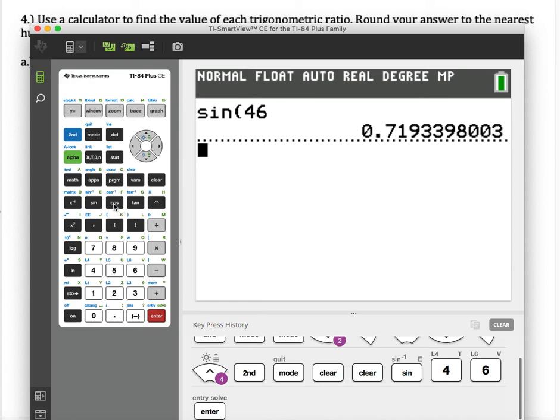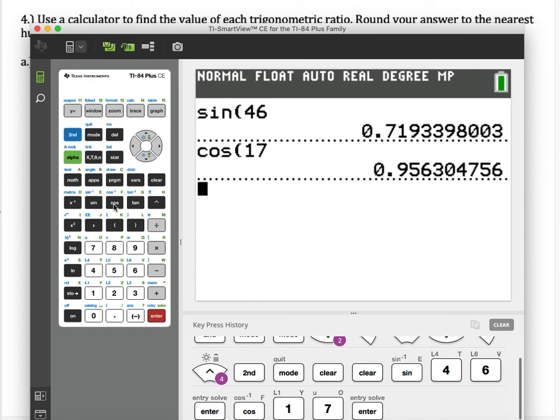Then we're going to type in cosine of 17. And on cosine of 17, you should be getting 0.956304. So we're going to write 0.96 because that's going to round up. And the last one here, we have tangent of 16.